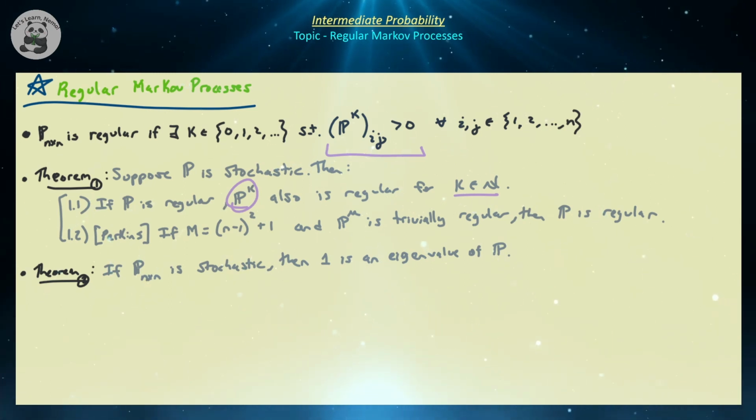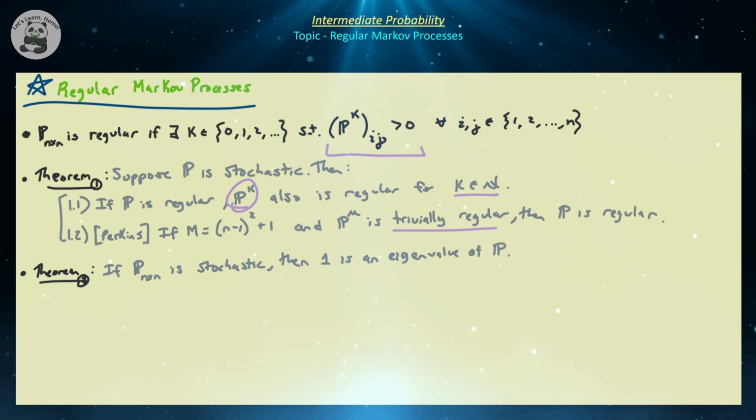And we're like, okay, well, how can we see if a matrix, in particular a stochastic matrix P, is regular? Well, if we look at the matrix directly and we see no 0 entries in that matrix, then that's what we refer to as trivially regular. And the Perkins theorem guaranteed that if M is equal to (n minus 1) squared plus 1, where n is the number of rows or columns of our stochastic matrix, then if P to the power of M is trivially regular, then the original matrix P is guaranteed to be regular, and M actually is the smallest value of the power that you have to actually consider.